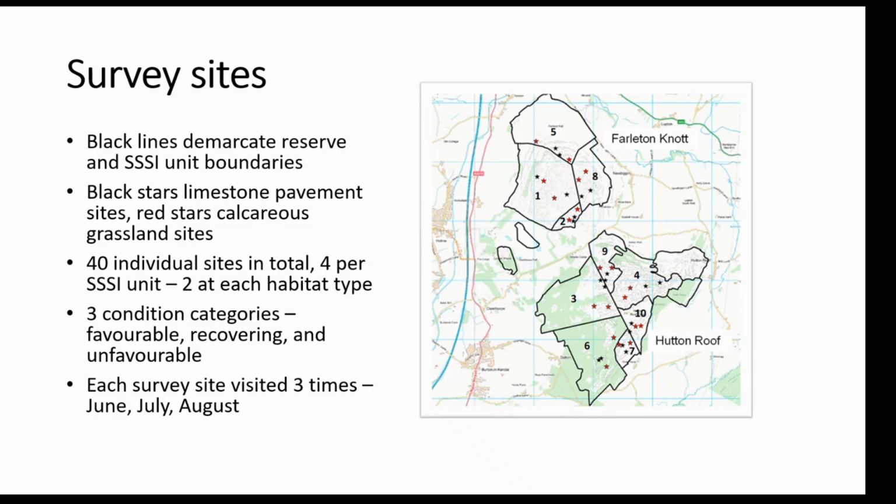So I had 40 individual survey sites in total, 4 per triple SI unit, 2 at each habitat type. And I created 3 condition categories. There are many across the spectrum of favourable to destroyed, but I tried to group them by favourable, recovering and unfavourable, just in the interest of analysis really.